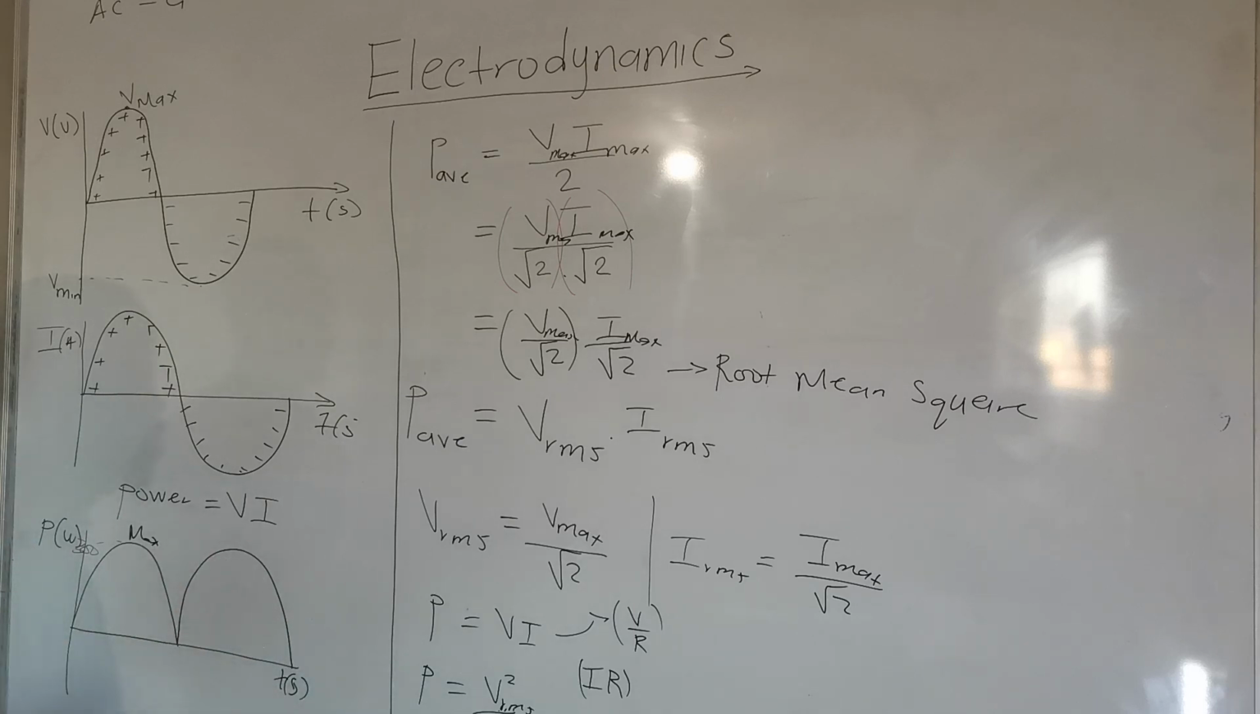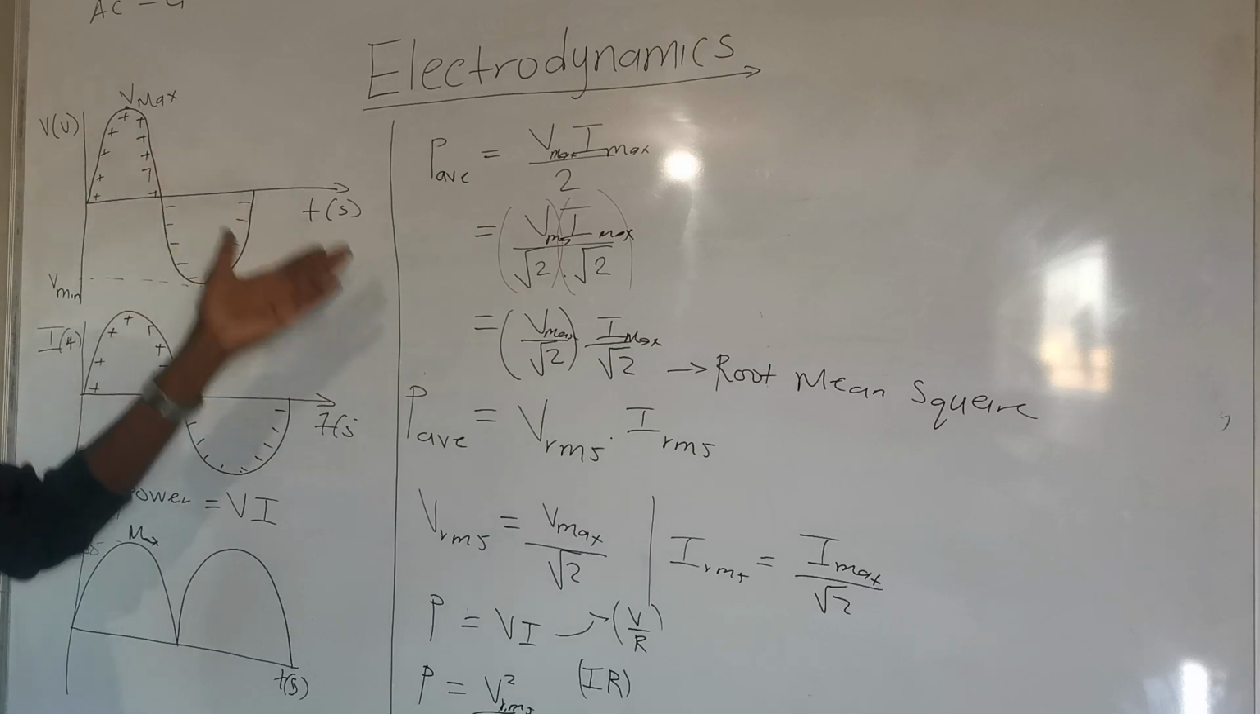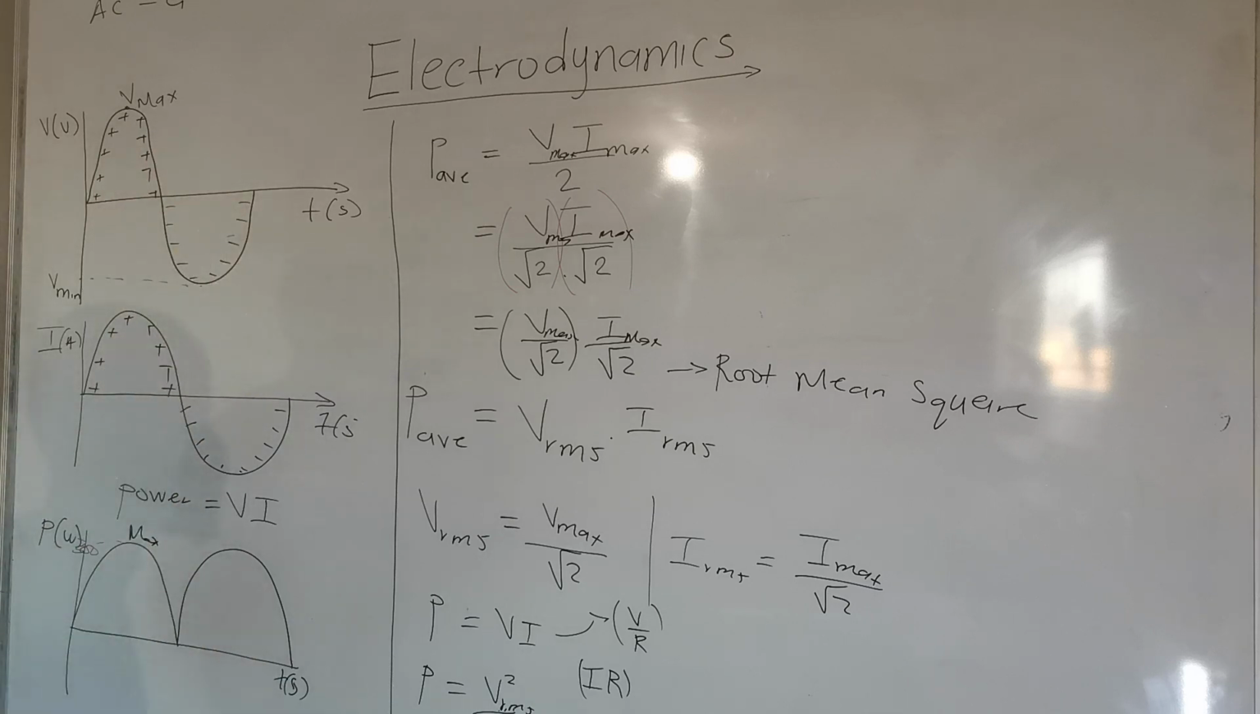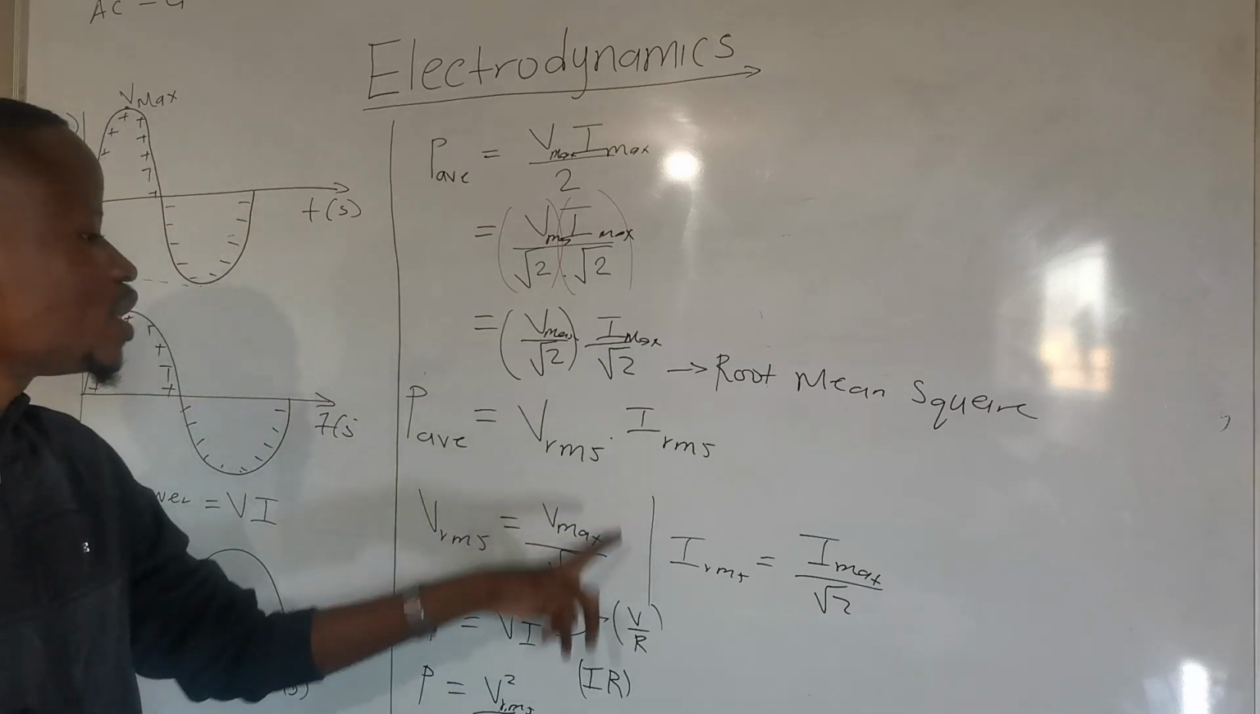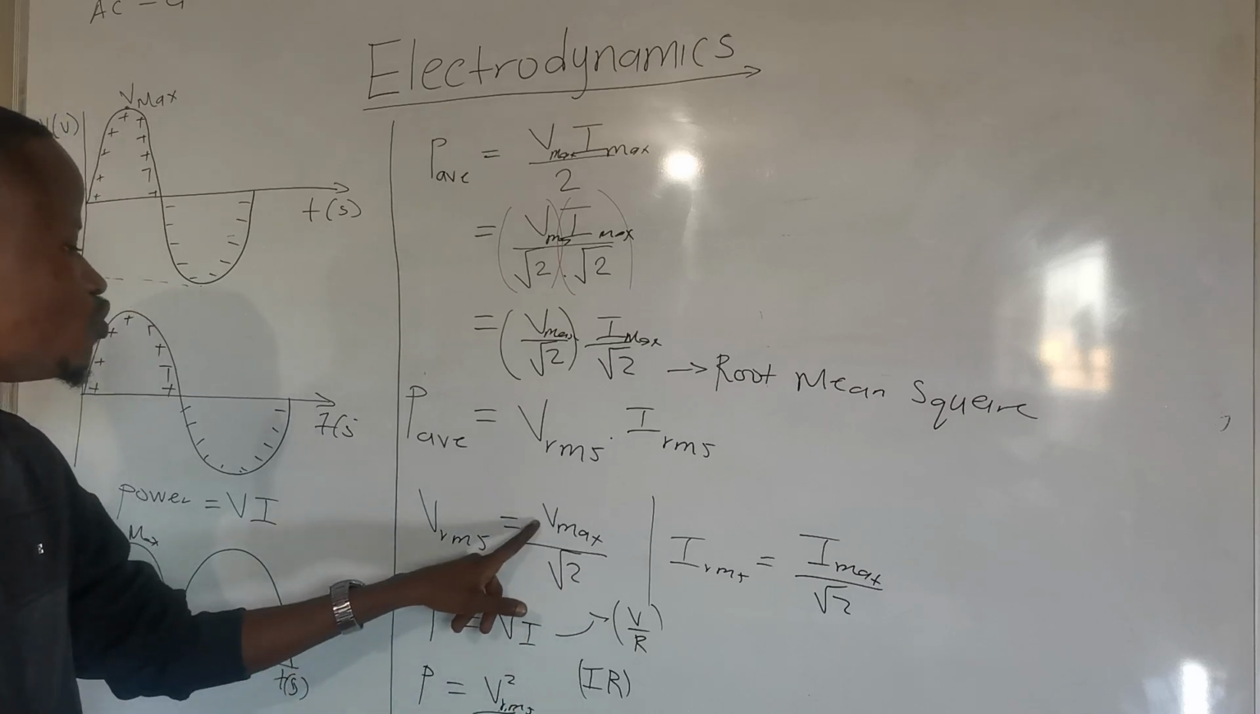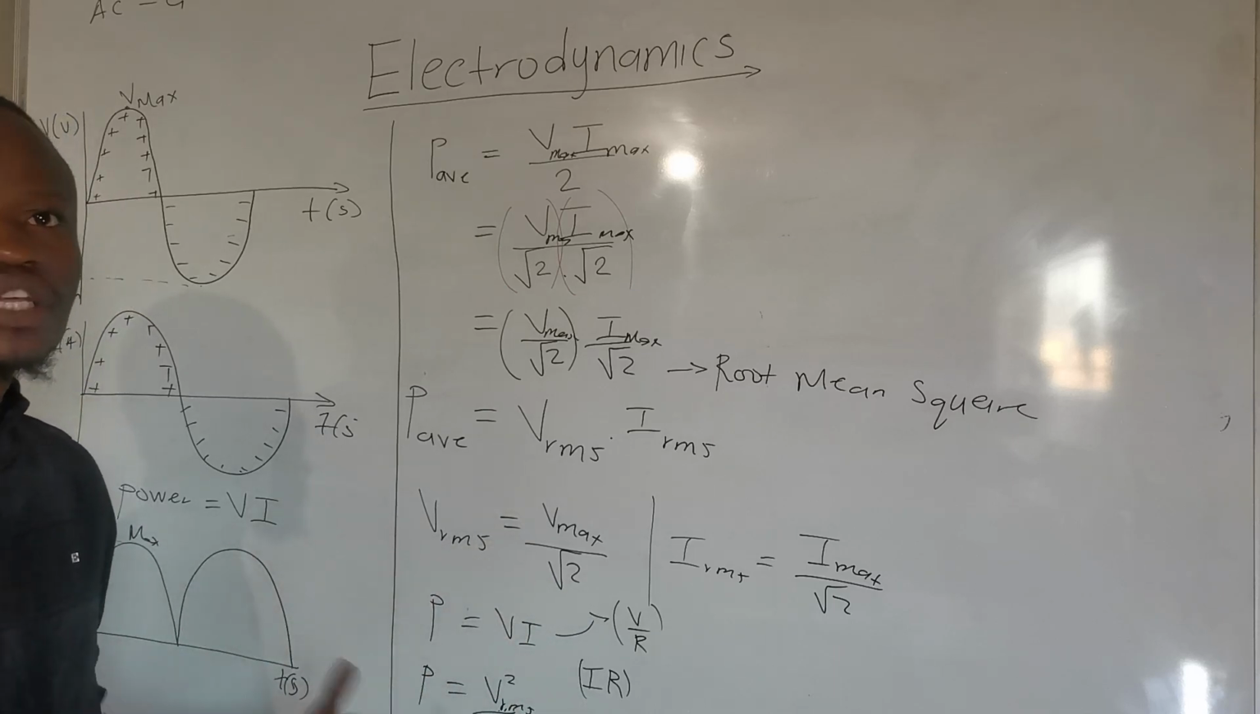You are going to be given some graphs. If it's a graph, the point here will be your Vmax, then you will be able to get your VRMS from it. Then you work with that.